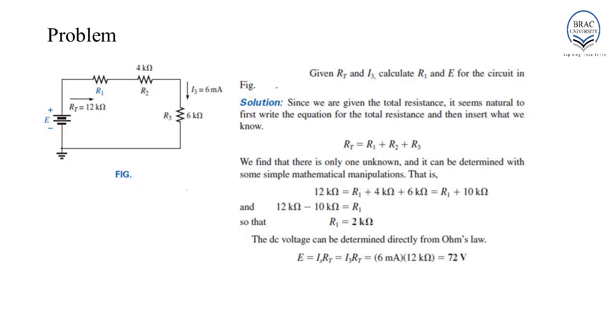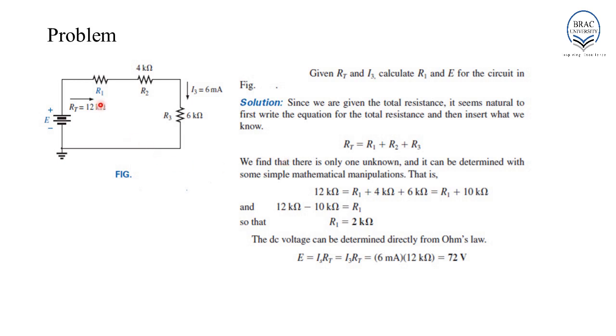Example 2. In this example, the question states, given RT and I3, calculate R1 and E for the circuit in the figure. If we look at this figure, we can see that we already know the total resistance RT, which is 12 kilo ohm. We also know the value of R2, which is 4 kilo ohm, and R3, which is 6 kilo ohm. We also know the current flowing through R3, which has been marked as I3 and is equal to 6 milliampere. Now, we have to determine the value of R1 and the value of E.